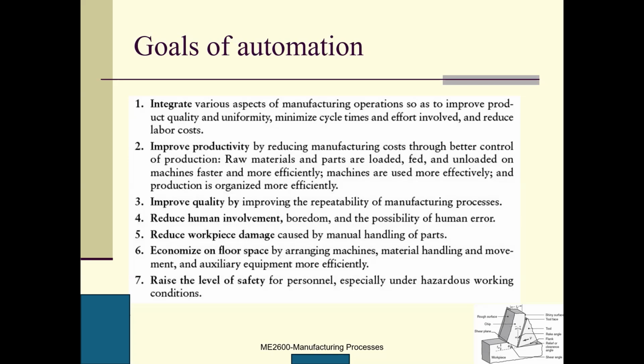Reduce workpiece damage caused by manual handling of parts. Sometimes when we do it manually, we can cause some damage to the workpiece. It can also economize on floor space by arranging machines, material handling, and auxiliary equipment more efficiently, and raise the level of safety for personnel, especially in hazardous working conditions. For example, if we want to do something very dangerous in the manufacturing process, for example, as I said, spot welding, it is very, very dangerous for people.